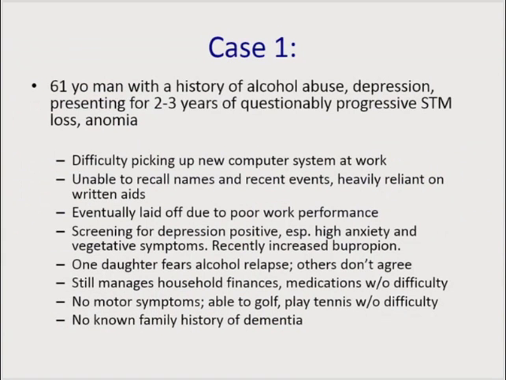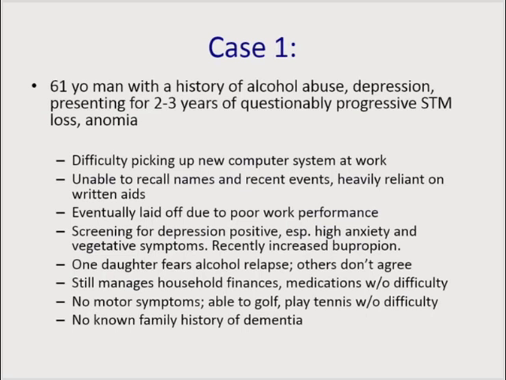I'm going to present this case and then ask you what you think. This is a 61-year-old man with a history of alcohol abuse and depression, who presented to the clinic for 2 to 3 years of questionably progressive short-term memory loss and anomia. The big issue was that he'd lost his job because he could not learn a new computer system and had poor work performance. He was having difficulty specifically with names and recalling details of recent events. He was heavily reliant on written aids.